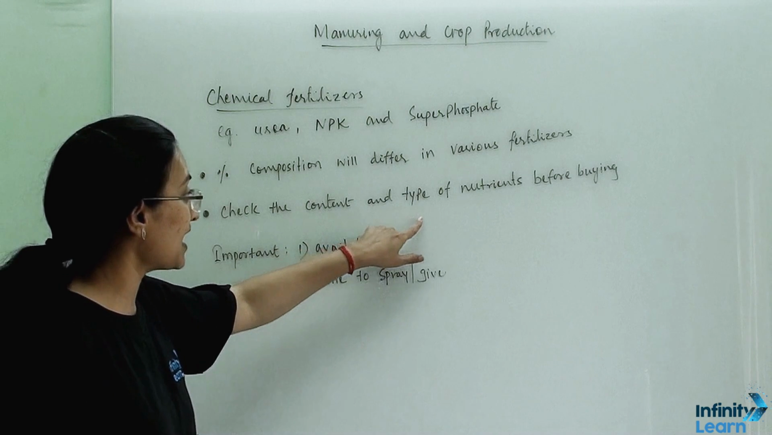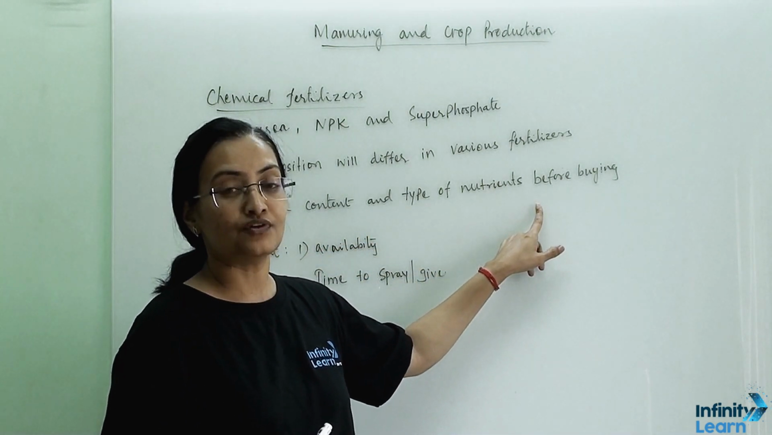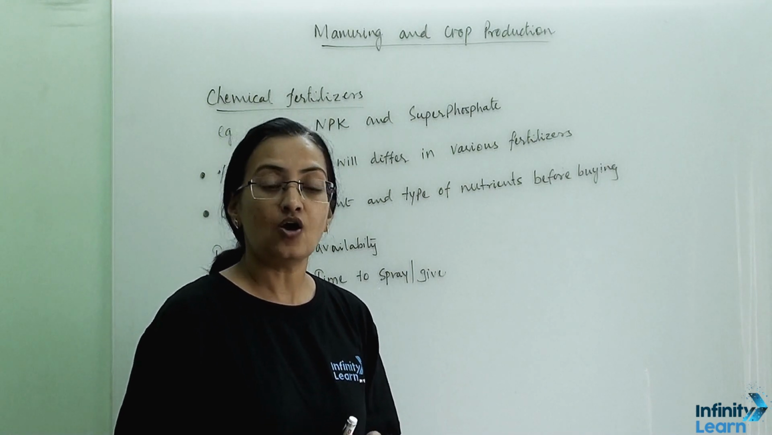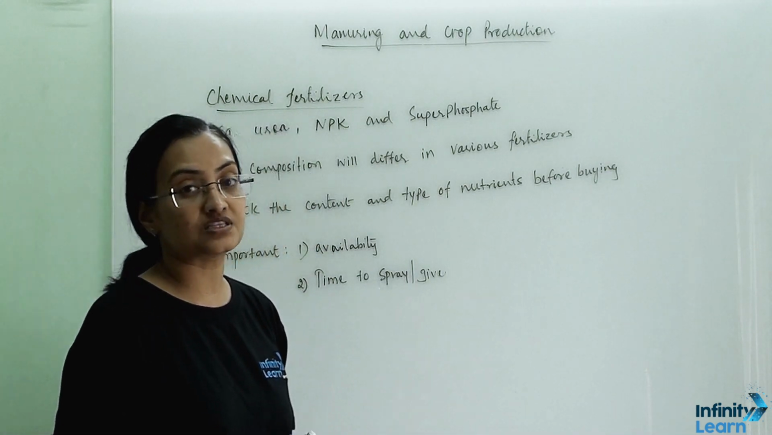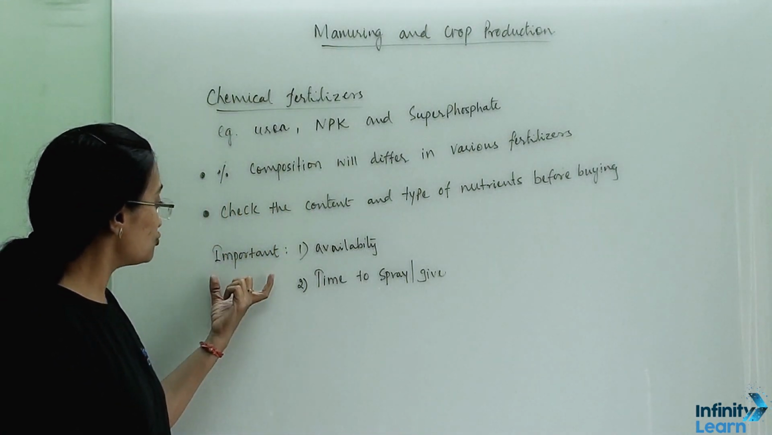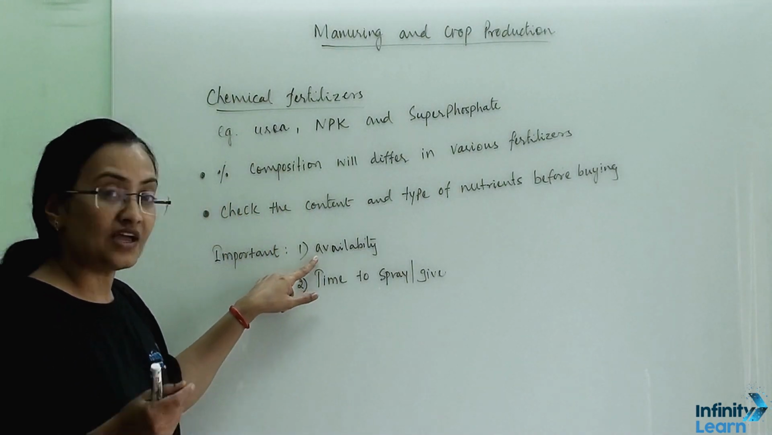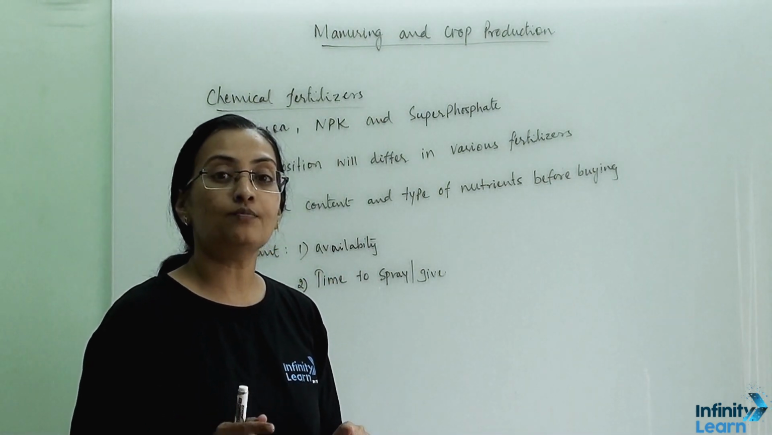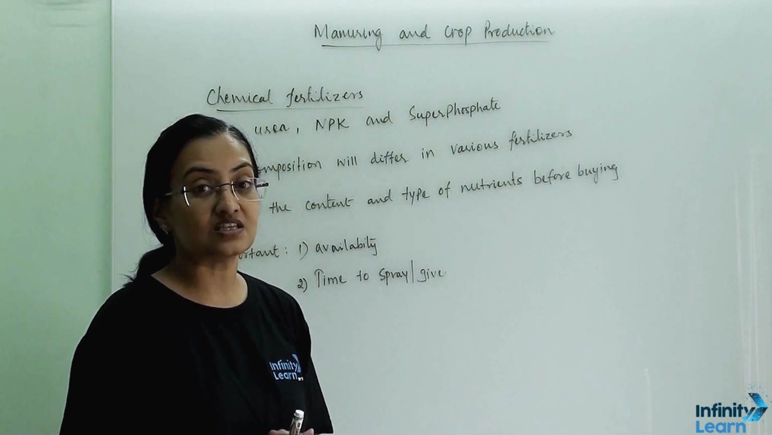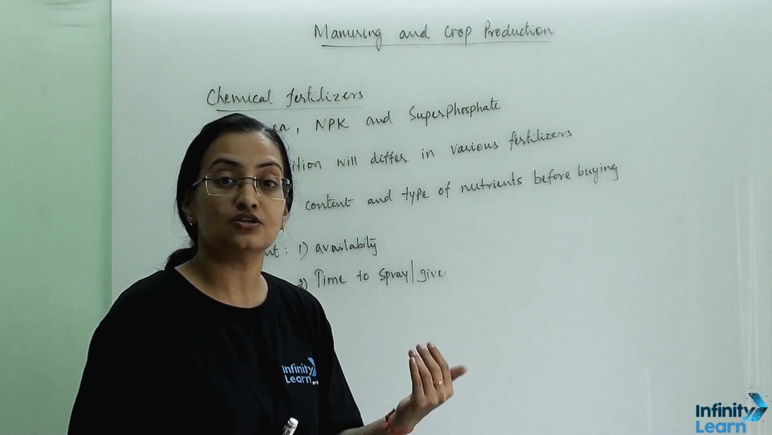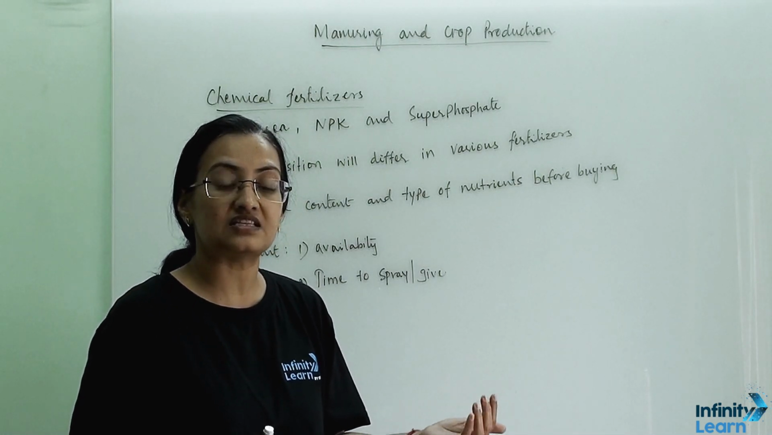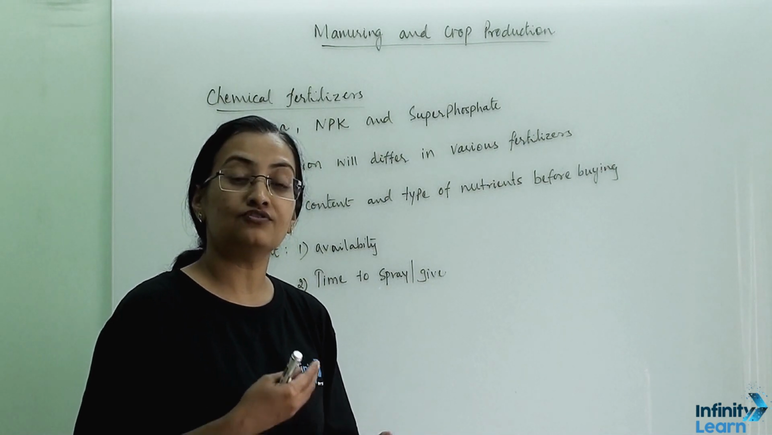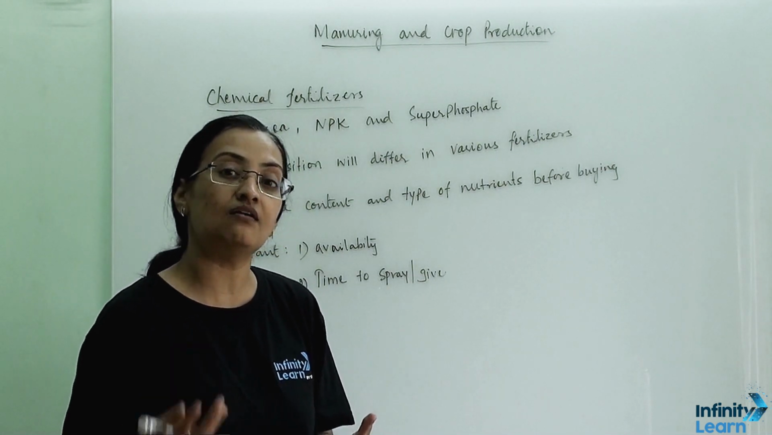Check the content and type of nutrients before buying. So we have to check the labeling details on the fertilizer, and see how much percentage of all these nutrients is present in the fertilizer. Now two important points are, we have to check what the available percentage for the crop is for these nutrients. That means if they say that 24% nitrogen is present in the fertilizer, what is the actual availability to the crop? How much of the fertilizer will get dissolved and be available to the crop?